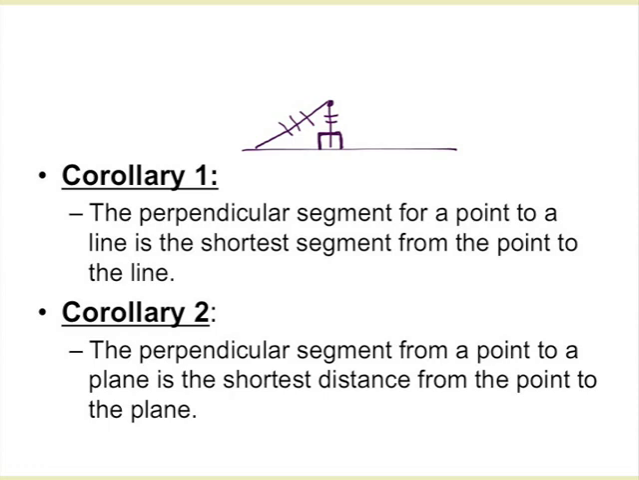The second one is the same thing, except it says from a point to a plane. So then we just make our picture into a plane instead of a line, and it says the same thing. So this is something that people say a lot in just everyday English. The shortest distance between 2 points is a straight line. The quickest way to get from the point to the line is to go there straight in a perpendicular way.